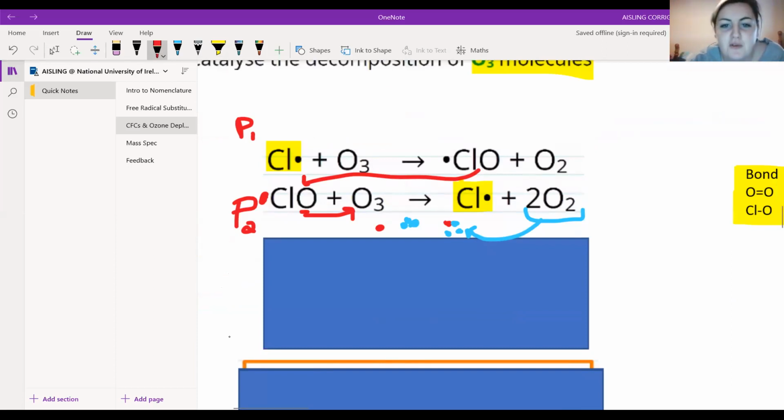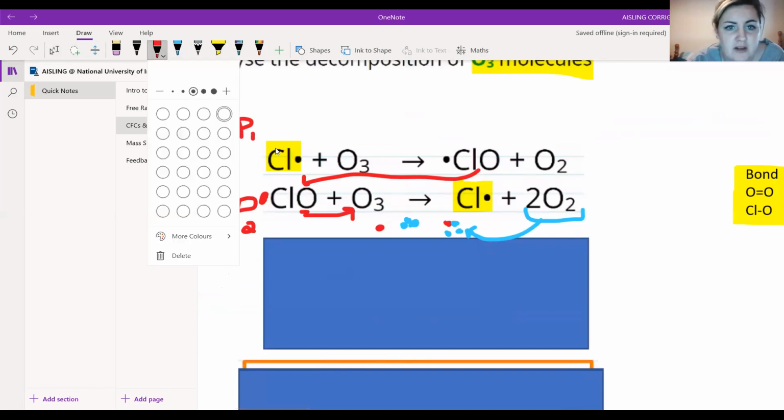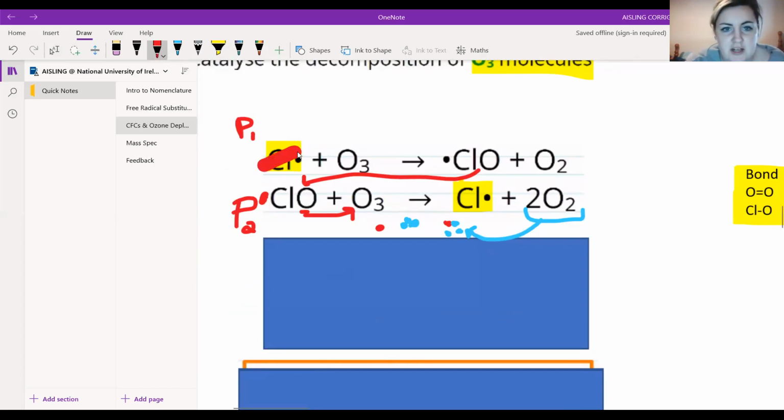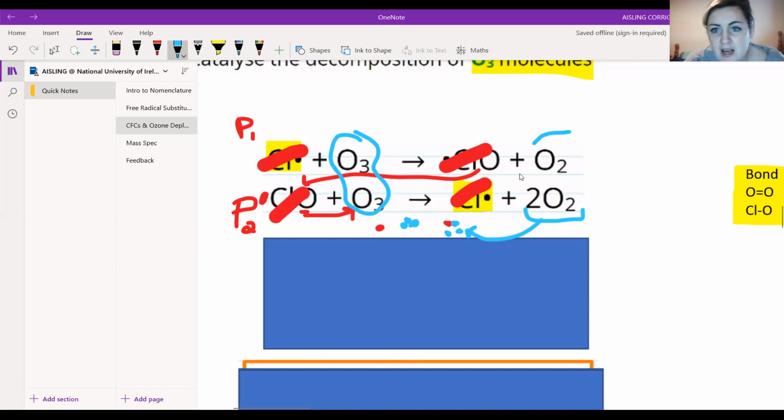All right, so we're going to look at the overall reaction. So if I wanted to cancel all the noise, if I just get this red pen here, get rid of the chlorine here, get rid of this, and just leave the O2s, ultimately I'm going to have two ozones making three O2s. So that's what we call the overall reaction.